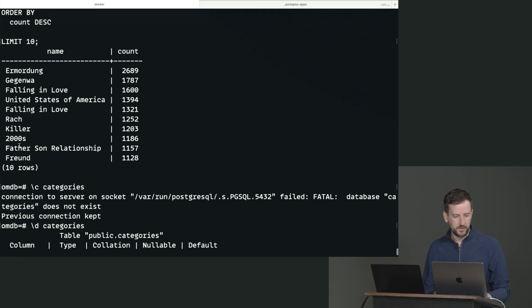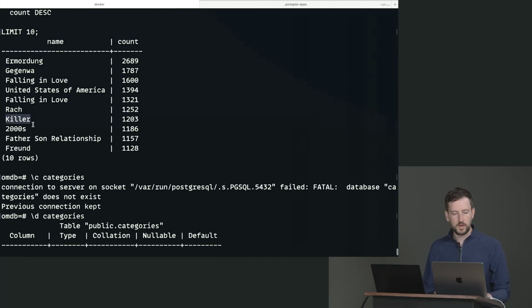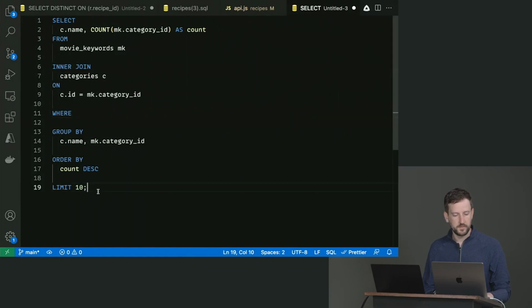But all those father-son relationship movies are just great. Or killer movies. That's a lot of killer movies. Okay, any questions about this query?